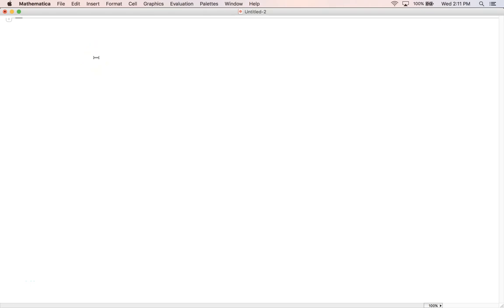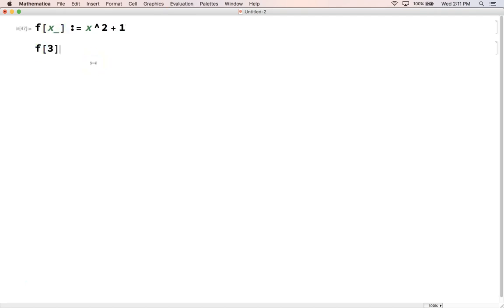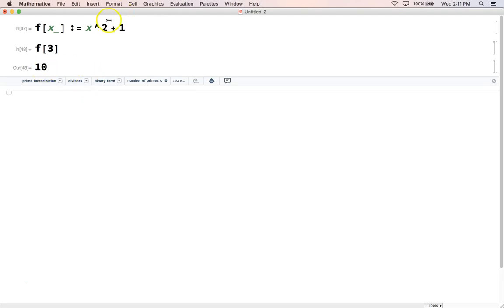To write a function in Mathematica, you use this syntax: f square brackets x underscore, and the square brackets, colon equals, and then whatever the description is of the function. So for example, I could do x squared plus 1. And now if I do f square brackets 3, I get 3 squared plus 1, which is 10.